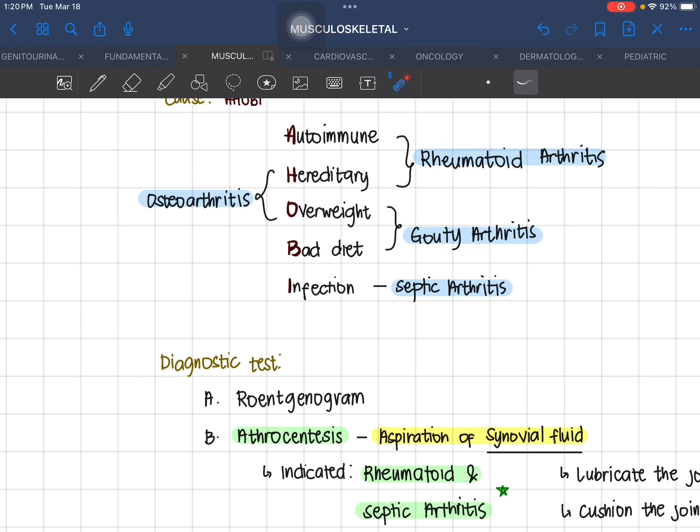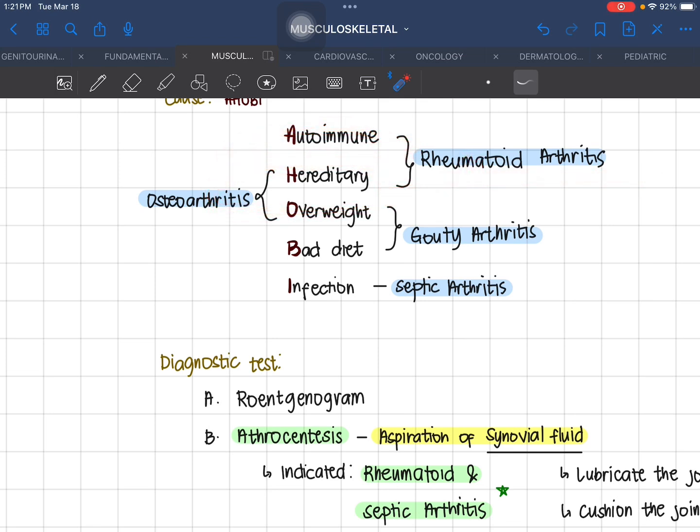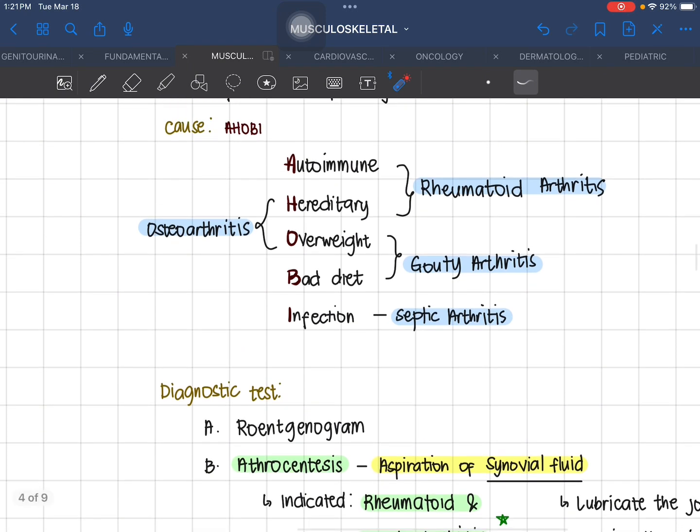So, tatandaan natin na ang cause ng rheumatoid arthritis ay AH, from AHOB, autoimmune and hereditary. Next, ang osteoarthritis natin, ang cause nun ay hereditary and overweight. Again, ang cause ng osteoarthritis ay hereditary and overweight. So, next is gouty arthritis.